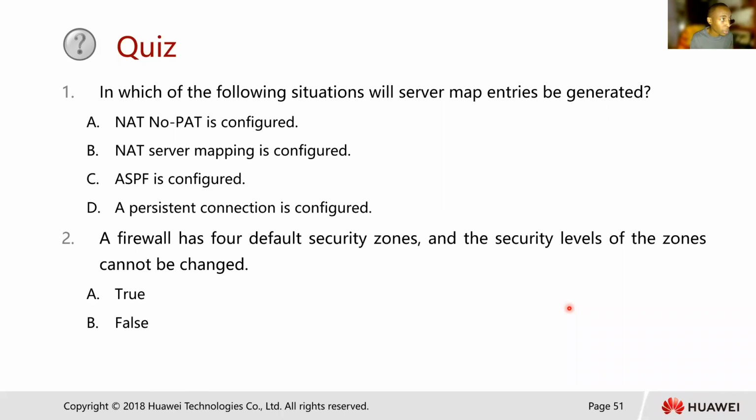Which are the 4 default security zones? See, someone is saying false. So it is trust, untrust, DMZ, and local. That is the truth. What about the levels? Can you change the security levels of trust? Can you change the security levels of untrust? Can you change the security levels of DMZ? Can you really change them? Can you change the security level of a zone?